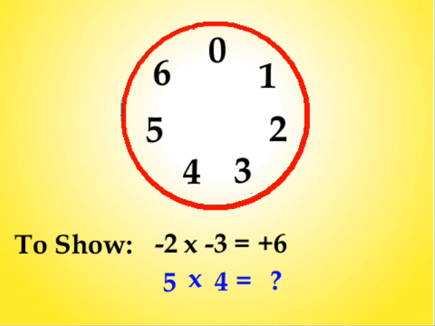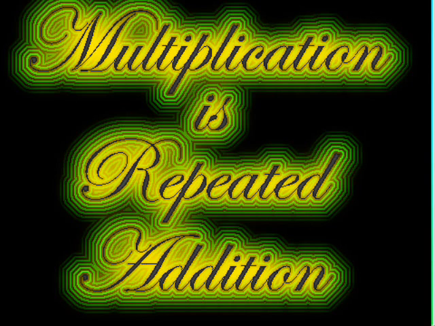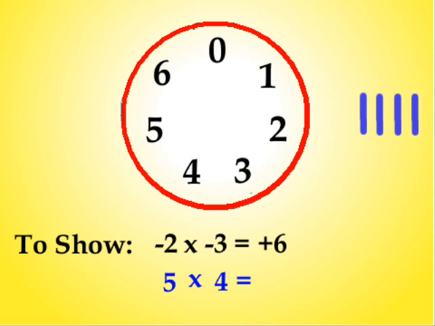To work that out, we'll rely on the definition that multiplication is repeated addition. So we'll treat this as 4 lots of 5. Now you could treat it, if you wished, as 5 lots of 4, and you'd be quite correct, you'd get the same answer.